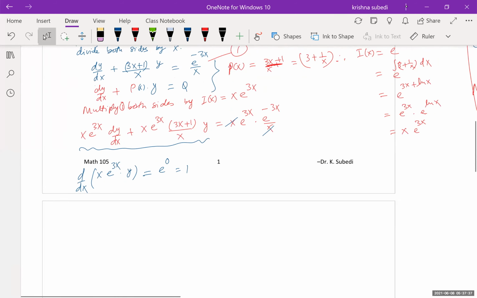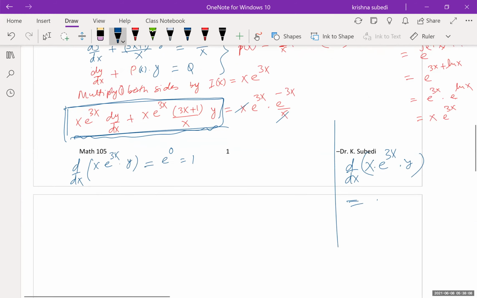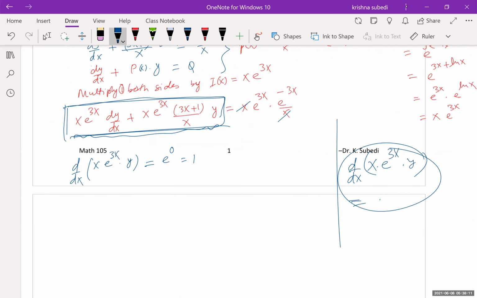If you don't trust me, then I suggest you find the derivative of x e to the 3x times y, just for fun, you can do that later. Find the derivative, and my claim is that you will be getting this expression as the derivative of that term. Do this just for fun later.